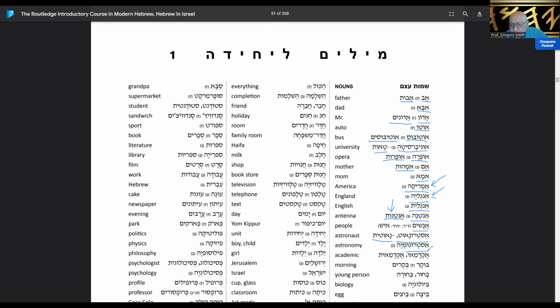Okay, astronomia. Yeah, astronomy. Oops, we need astronomia. There we go. Astronomia. Look at that one. It's a big one.